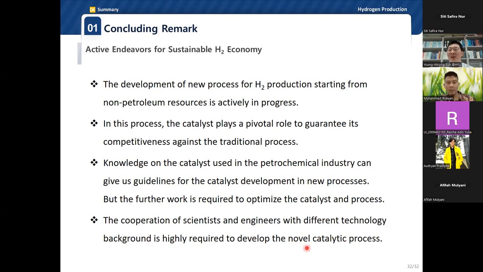So I know that all the students come from the Department of Chemistry. Am I correct, Lidwan? Yes, professor. But you know that scientists are very important, and also chemical engineers are very important. Both sides should cooperate with each other to get a very efficient catalytic process and to achieve the sustainable hydrogen economy.